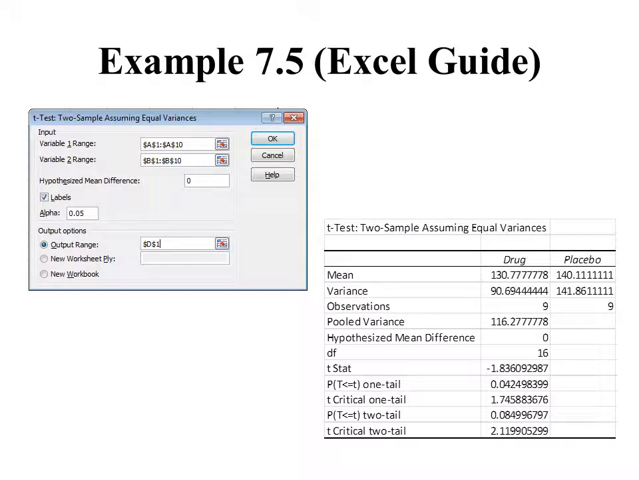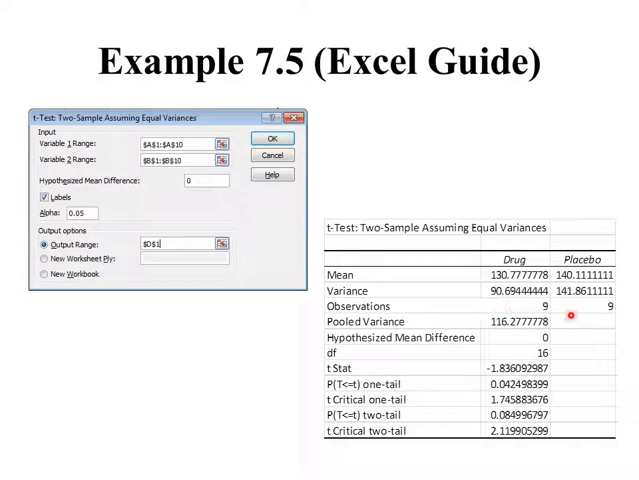When you press OK, we're going to get some results that look something like this. You may have to resize the width of your columns in order to see those results, but this gives us a lot of information. First, it gives us the sample means of each of our samples. Those on the drug had a mean blood pressure of 130, and for those on the placebo, a mean blood pressure of 140. Notice that the mean for those on the drug is less than the mean on the placebo, so our data appear to support the claim.